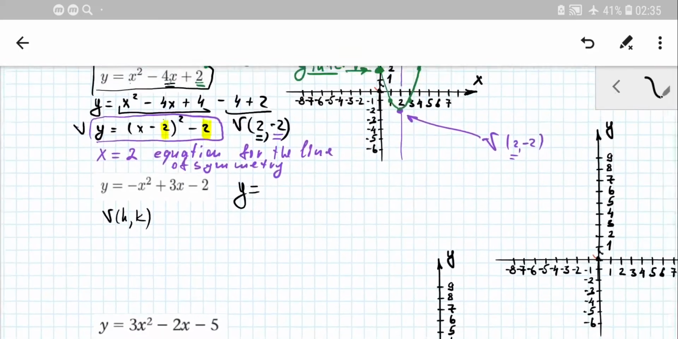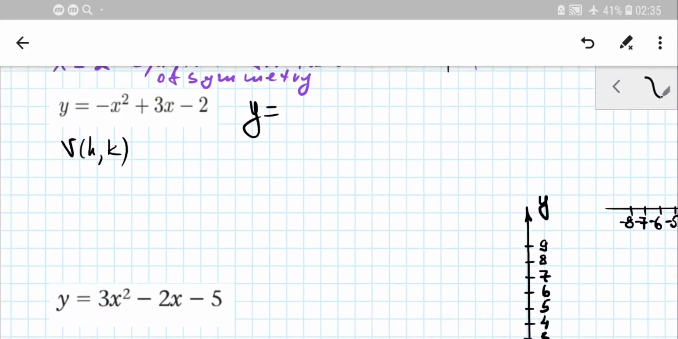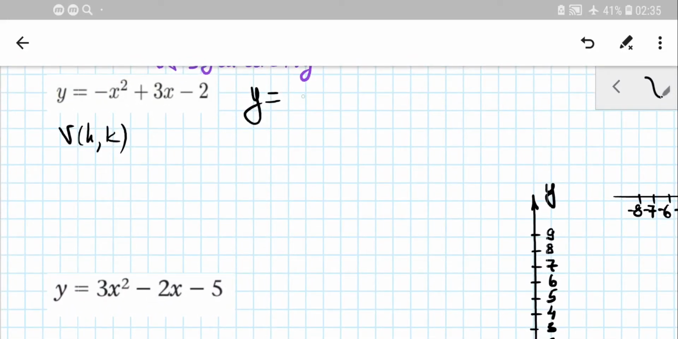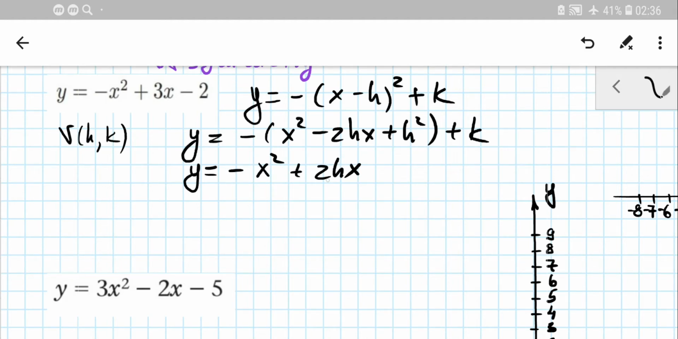Actually, yes, we can do it. Okay, I'll show you in two ways. So first, if I set up the vertex form, it is negative (x minus h) squared plus k, and then I just simply expand it. So I'll get y equals negative, then x squared minus 2hx plus h squared, and finally plus k. So I'll have that one: negative x squared, then positive 2hx, minus h squared, and plus k.